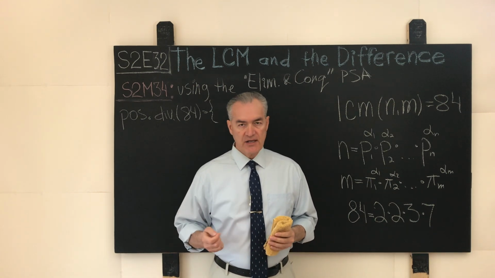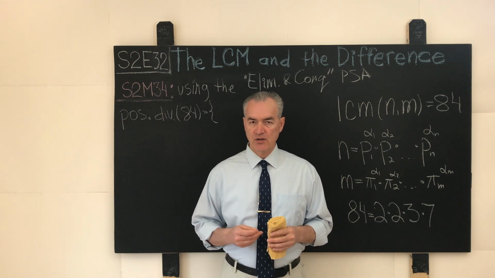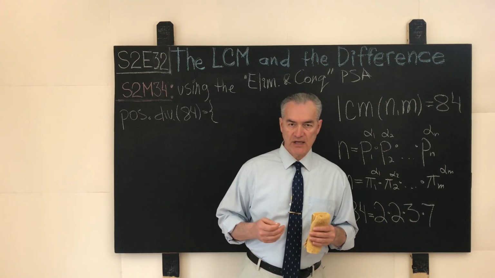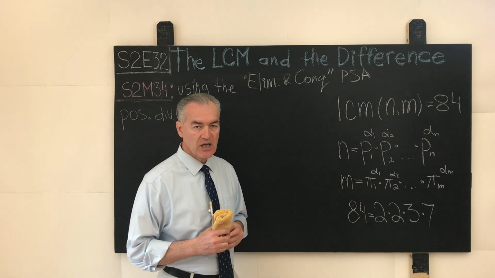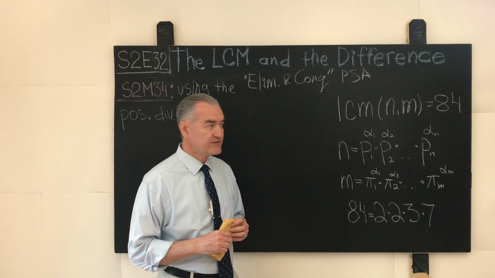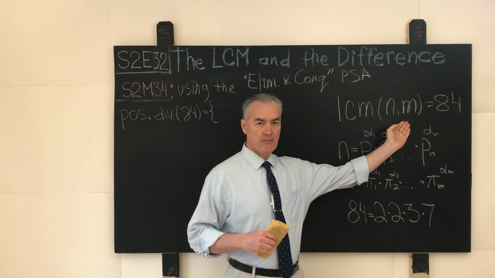But on the other hand, we want to parade a substantial amount of the eliminate and conquer problem solving approach. And here is one way in which that can be done. According to the definition, the least common multiple of two numbers is the smallest number that is divisible by both the number n and the number m.